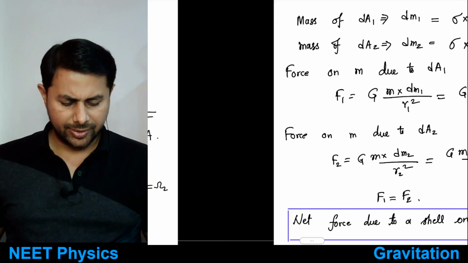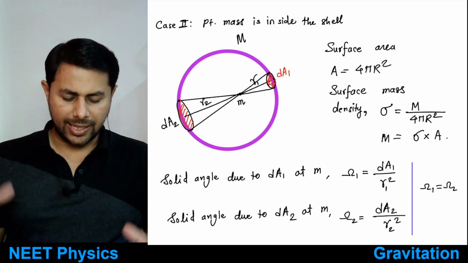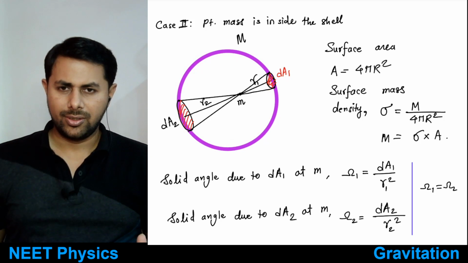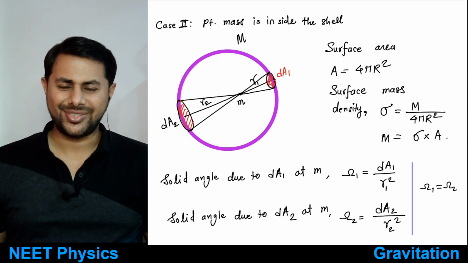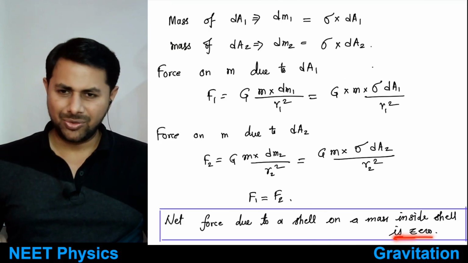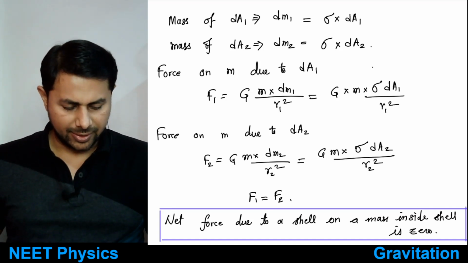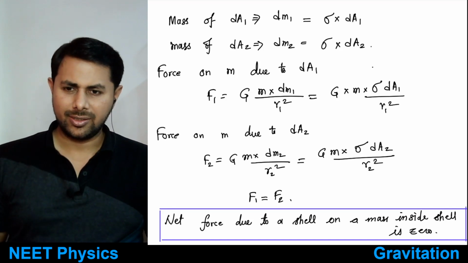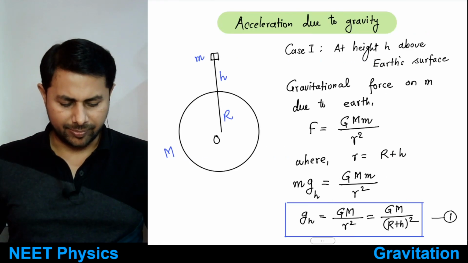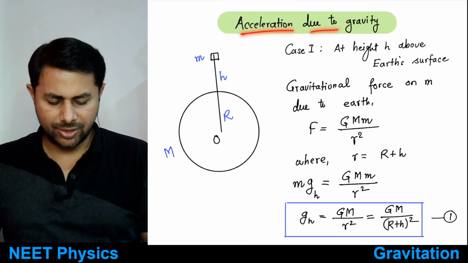So I have explained why it is 0, but you need to remember that the net force acting on any mass kept inside a spherical shell would be equal to 0. Net which force? Net gravitational force is equal to 0, right? We need to remember this thing. So there can be a direct question based upon this. There is an application of this which we are going to see in some time. All right. So after that, let us talk about the acceleration due to gravity.